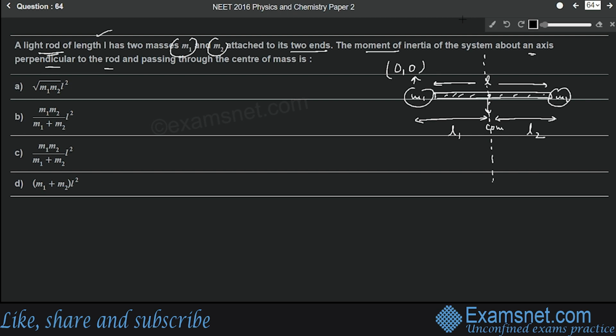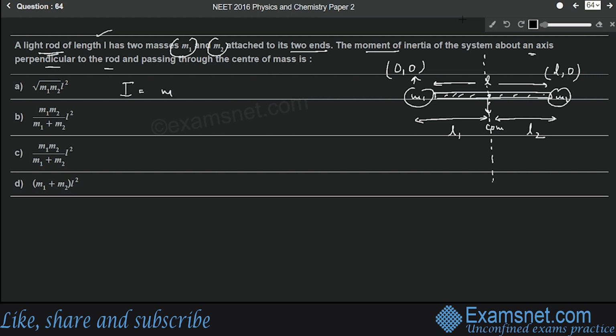Okay, so x and y both are 0. So what will be the position of m2? It will be L and 0 because the y component is 0. This is along the x axis and the distance from the origin is L because the length of the rod is L. Okay, now what will be the moment of inertia of the system?